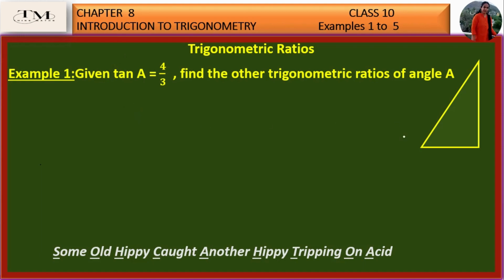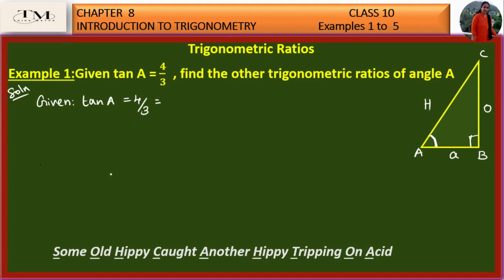First let us draw the triangle ABC. Here tan A is given, so angle A is given. Angle B makes 90 degree. Opposite to 90 degree is the hypotenuse. Opposite to this angle A is the opposite side and this is the adjacent side. Now we have to find out the other ratios. Let us start the solution. It is given that tan A is equal to 4 by 3.